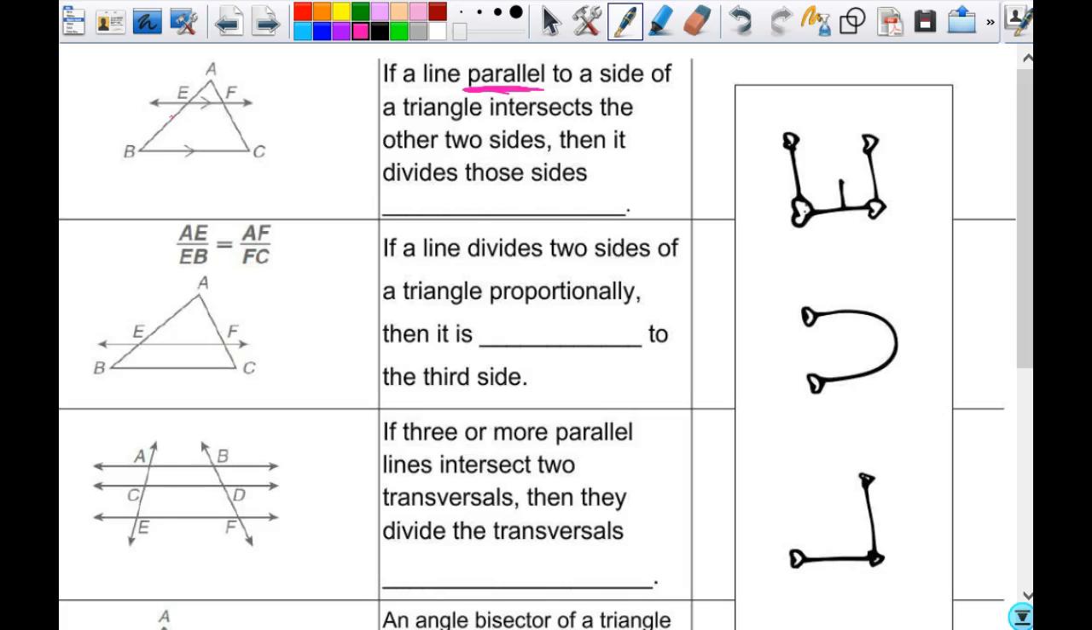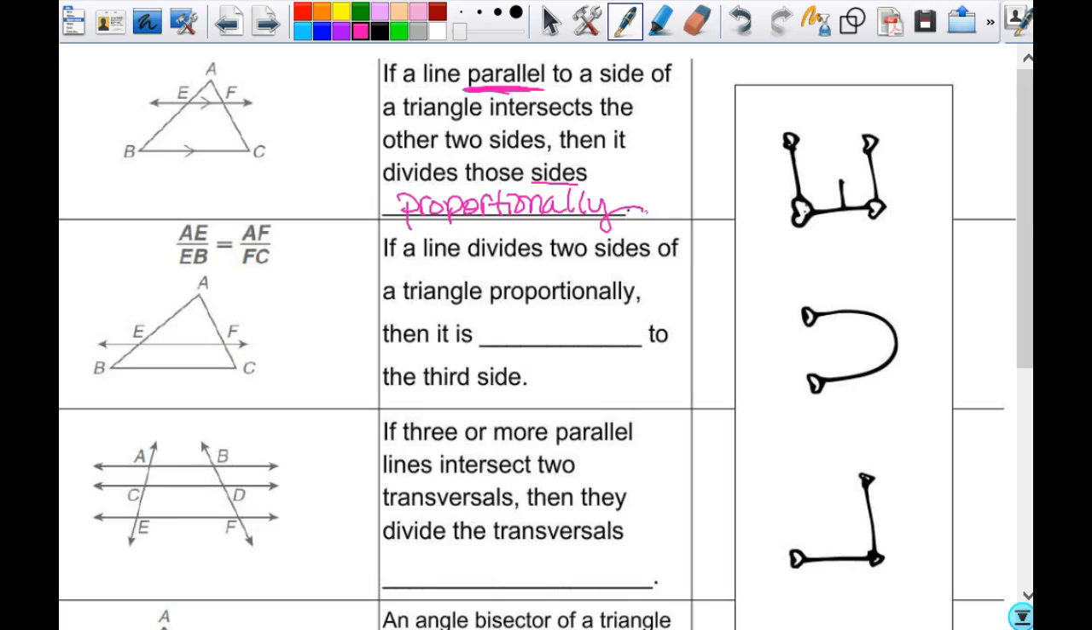So regardless of where it goes through the triangle, if it goes through both sides and it's parallel to the 3rd side, knowing that not every segment that goes through a triangle is a mid-segment, and not every line that goes through a triangle is necessarily parallel. Like I'd have to either know that it's parallel or be able to figure that out somehow. But if that's true, then it divides the sides proportionally. It divides the sides proportionally.